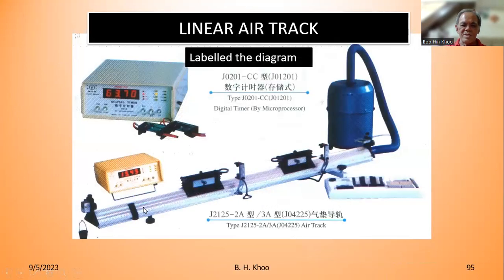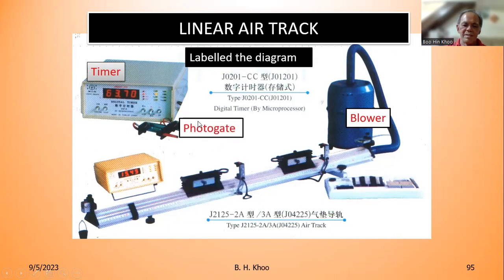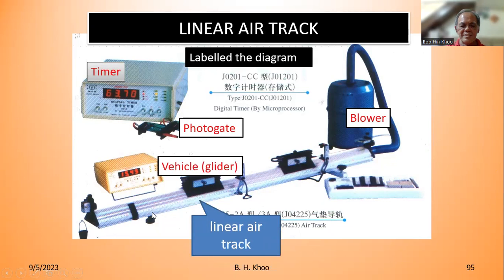Right? Or we can use a linear air track. This is our timer. The blower blows air inside the linear air track. Right? There's a photogate there. Photogate. It's your vehicle or glider. There's a linear air track.